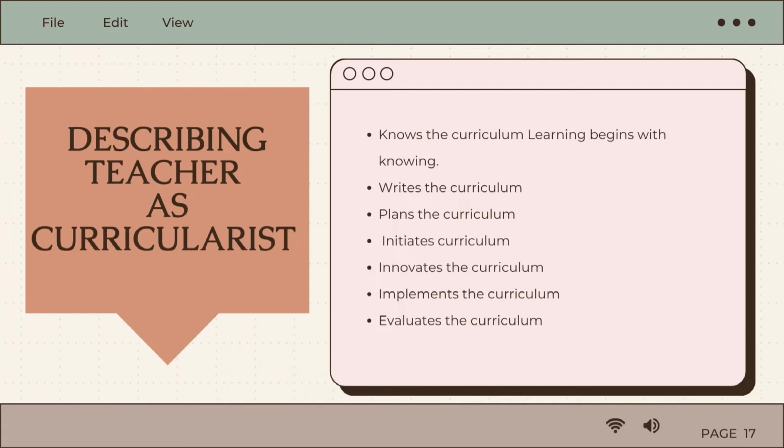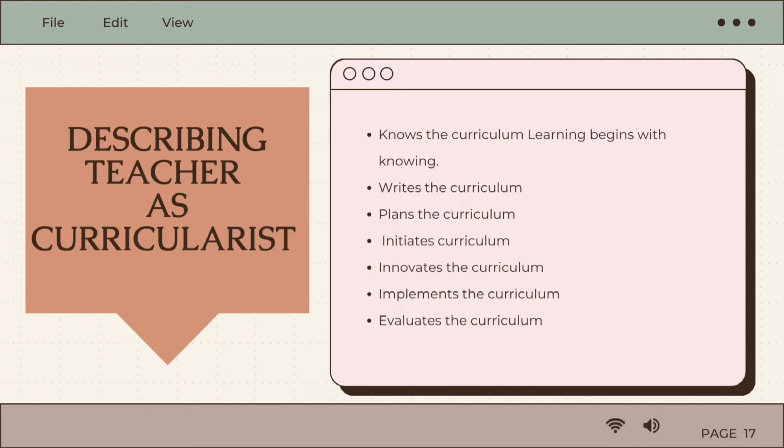Next, the teacher initiates the curriculum. In cases where the curriculum is recommended to the school from the DepEd, CHED, TESDA, UNESCO, UNICEF, or other educational agencies for improvement of quality education, the teacher is obliged to implement it. Implementation of a new curriculum requires the open-mindedness of the teacher and the full belief that the curriculum will enhance learning.